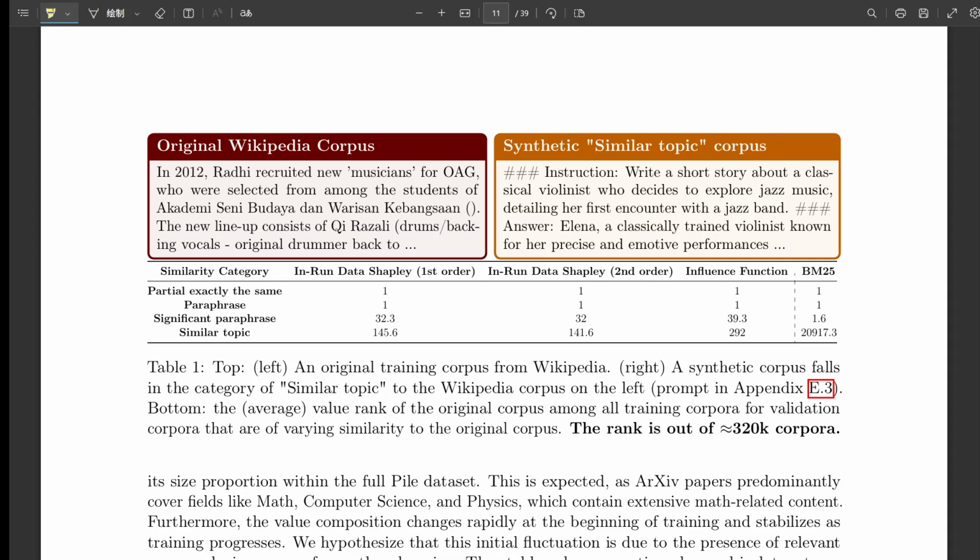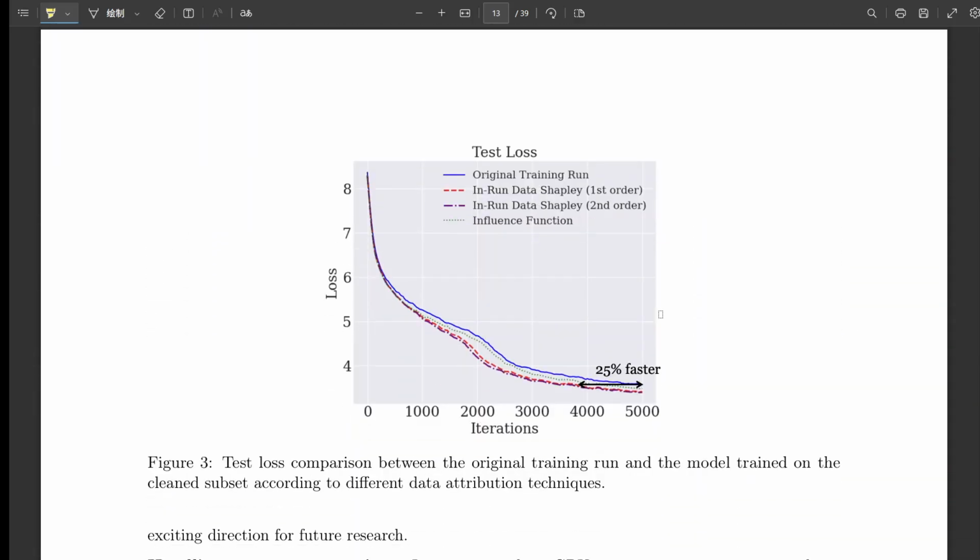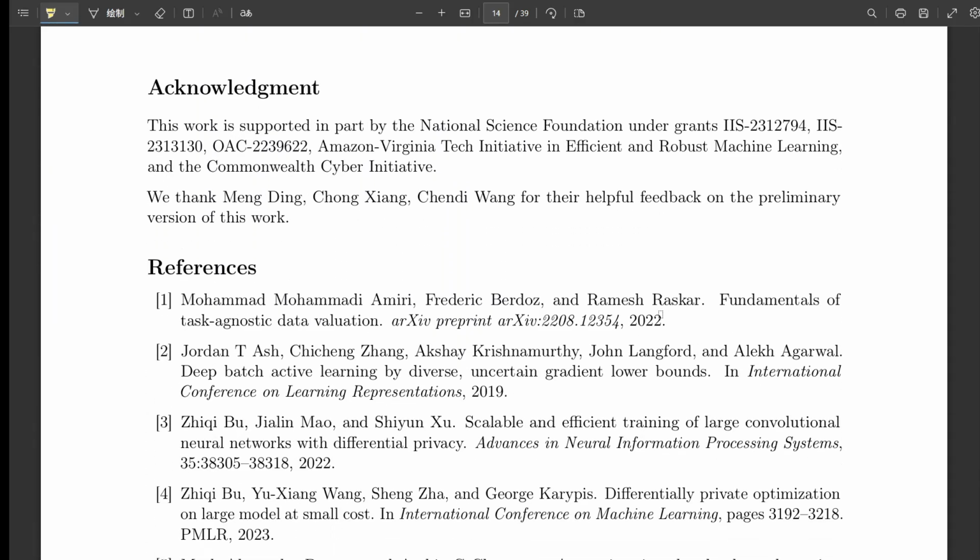That negligible overhead is a key innovation for practicality. In the attribution case study, in-run data Shapley, especially the second order one, did a better job than influence functions at identifying which parts of the training data were most relevant for specific knowledge, like math problems from the RCF corpus. So it's better at pinpointing relevant data sources? It seemed to be, yes, in their experiments. They used a metric called normalized recall at 1,000 for that.